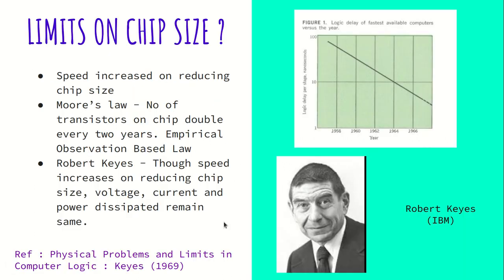Moving forward, the ever-increasing computer speeds and ever-diminishing circuit dimensions brought about by the technological explosion led to believing that the process would continue forever. However, was there a limit on chip size? It was observed that speed increased on reducing chip size. Moore's law stated that the number of transistors on a chip doubles every 2 years. It was an observation and projection of a historical trend that turned out to be an empirical observation-based law.